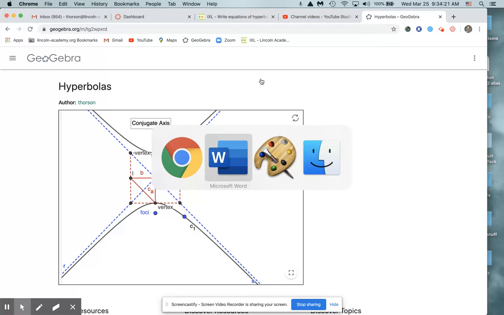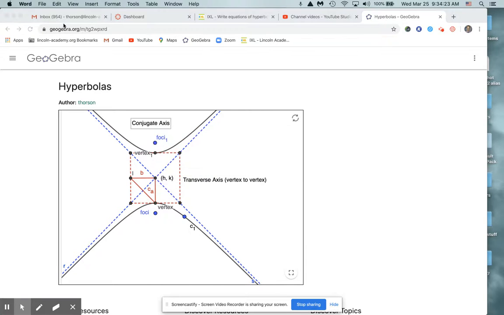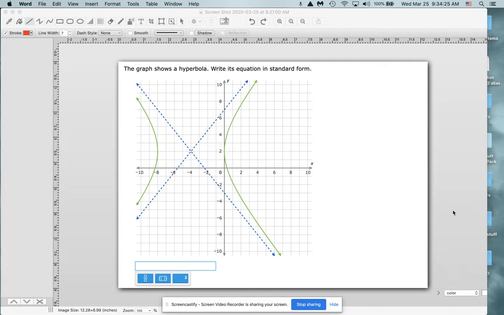So if I go to this here, here's a problem that you might see in your homework. Now, right here, the only thing I can really see is what the center is, and I can see the length of the transverse axis. So I can find my distance A. It's from the center to a vertex.